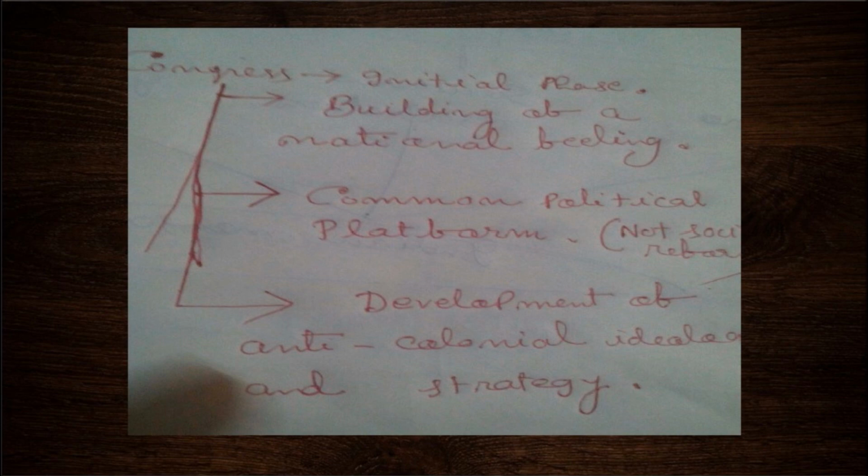The first thing is the building of a national feeling. Throughout giving petitions and all other activities, lenient processes, Congress actually tried to develop a kind of national feeling in the mind of the people. So building of a national feeling is one of the successes of Congress, which Congress tried to spread, or germinate, in the mind of the people. Then number 2, common political platform.